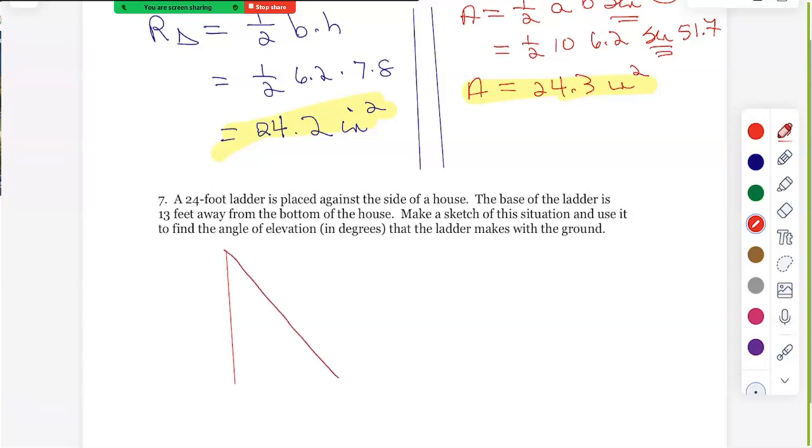So that's vertical. Okay. So key thing is to understand where the ladder is placed. Your ladder is leaning against the building. If it helps you to draw it more realistically, do that.